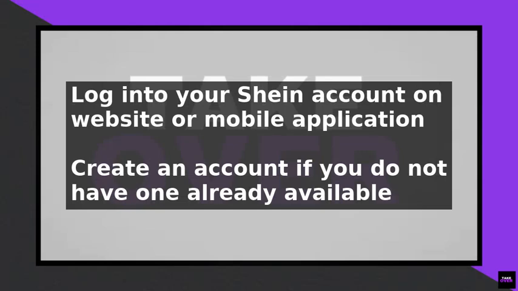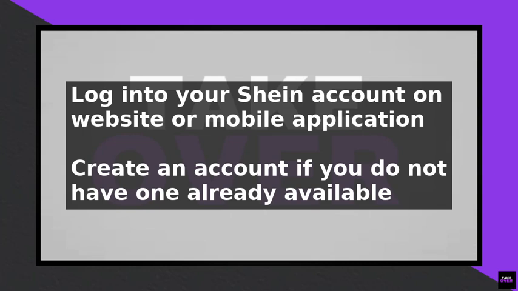To apply a coupon on Shein, start by logging into your account on the Shein website or mobile application. If you do not have an account, create one by providing the required information such as your email address and password. Once you are logged in, browse through the various categories and select the items you wish to purchase.